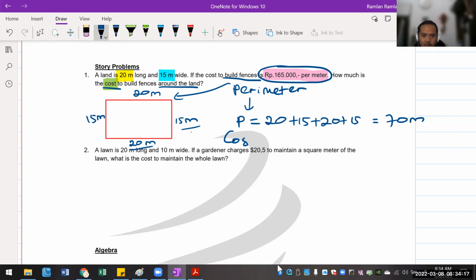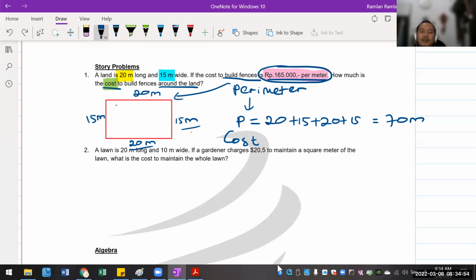Niki, kira-kira itu diapain ya nih 165.000 ini per meter? Gimana Niki? Bingung Pak saya Pak. Oke, saya pakai bahasa Indonesia ya. Jadi gini, kita pengen bikin pagar ya kan, yang mengelilingi seluruh tanah ini. Pagar berarti kan bikinnya di sini ya kan? Setuju ya semuanya, bikinnya di luar situ ya.